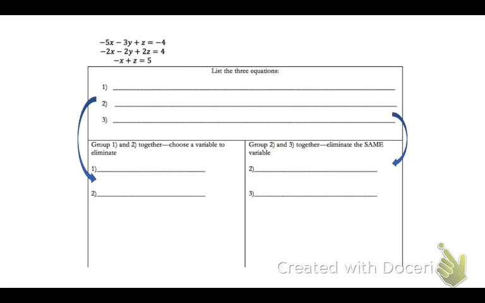The first thing you want to do is just to list or write down your three equations. So pause the video and go ahead and do that.